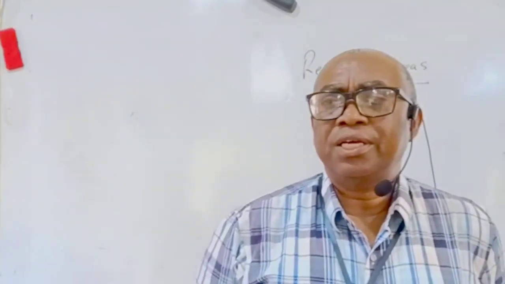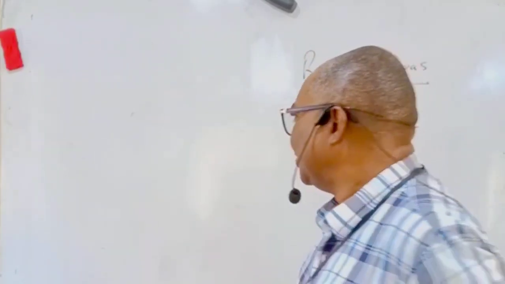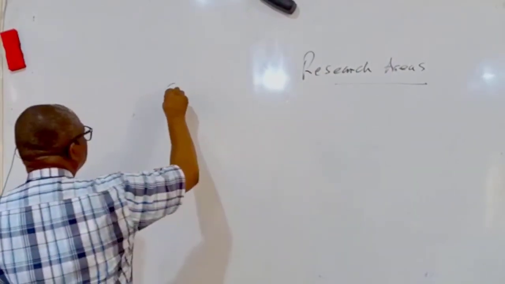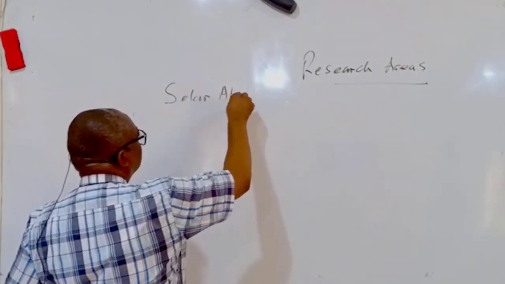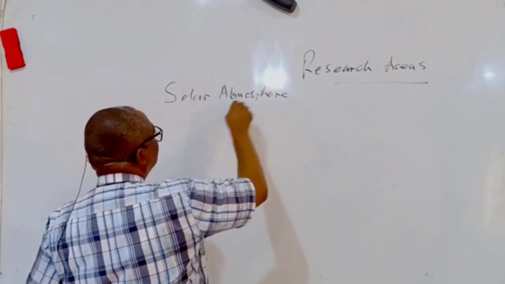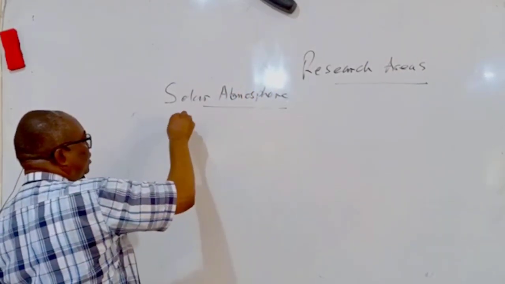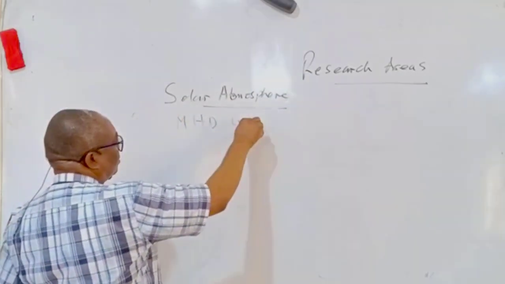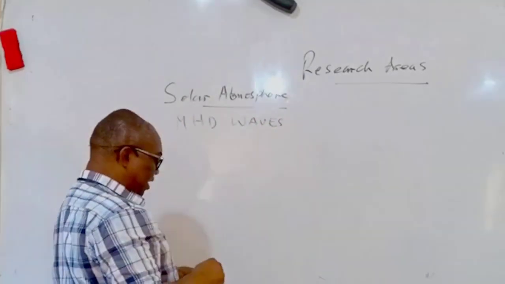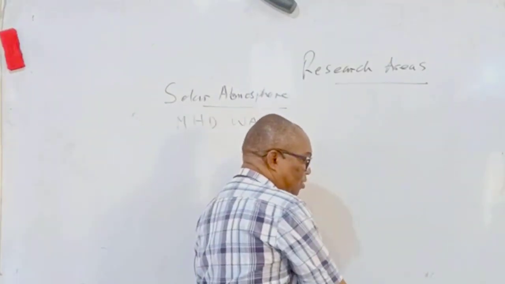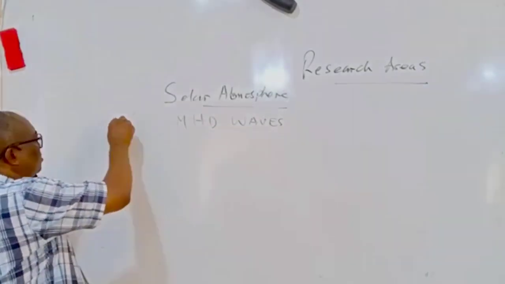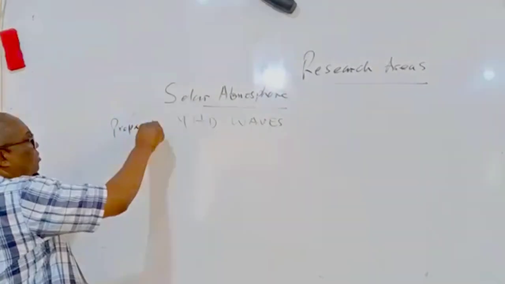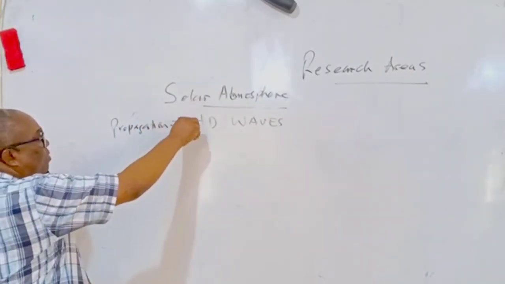Okay, now, in a solar atmosphere, we want to look at MHD waves. We try to see the propagation. We look at the propagation of these waves. We look at propagation of MHD waves.